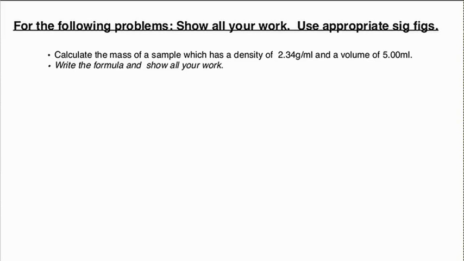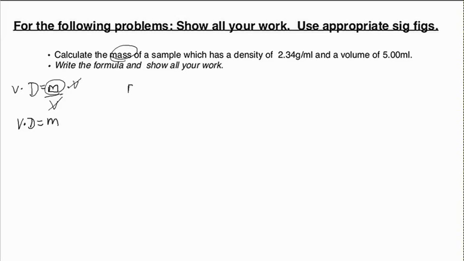Okay, for the last problem, calculate the mass of a sample which has a density of 2.34 grams per milliliter and a volume of 5 milliliters. Write the formula and show all your work. So you should know, hopefully, that density equals mass divided by volume, and they want you to calculate the mass, which means you have to solve for m here. So to do that, we're going to multiply both sides by v. The v's cancel, and you get v times d equals m. Okay, and most people didn't have any trouble at that point.